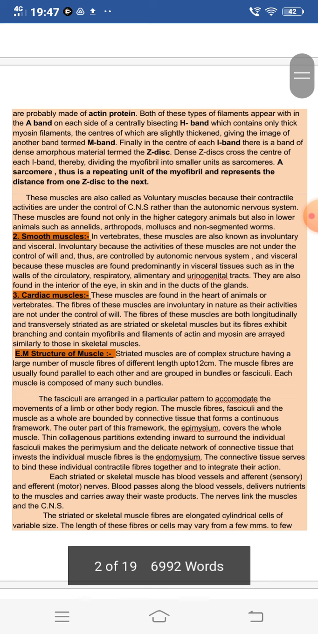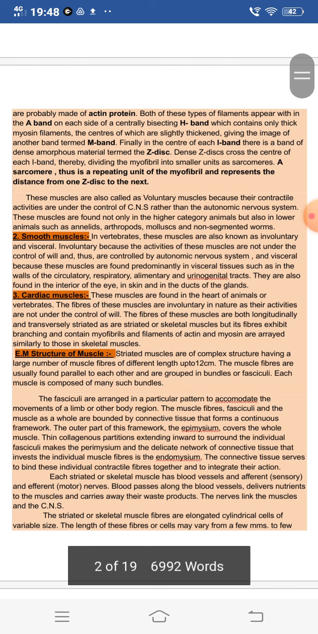These muscles are found predominantly in the visceral tissues, such as in the walls of the circulatory system, the respiratory system, the alimentary or digestive tract, and the urogenital tracts. So these are the smooth muscles or the unstriated muscles. These are involuntary muscles, under the control of the autonomic nervous system, present in the walls of the digestive, urogenital, circulatory, and respiratory systems.